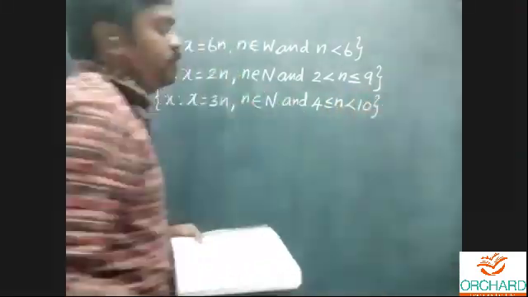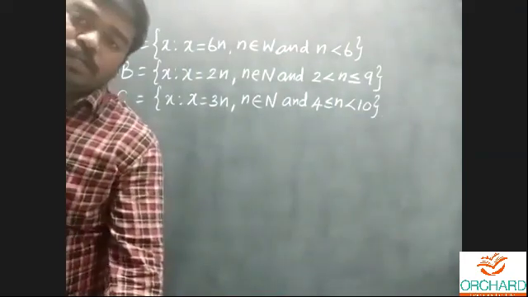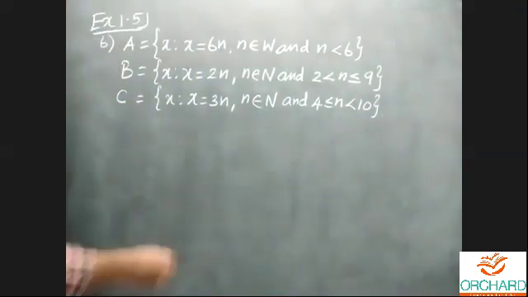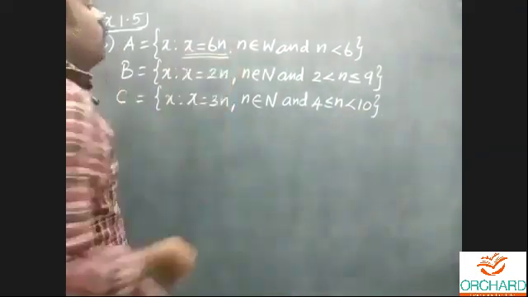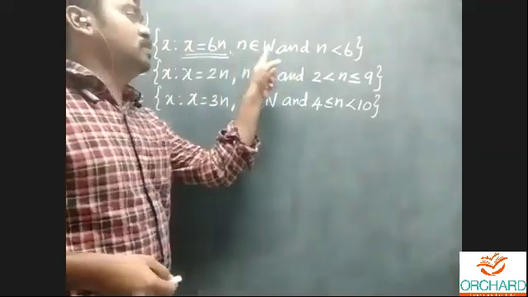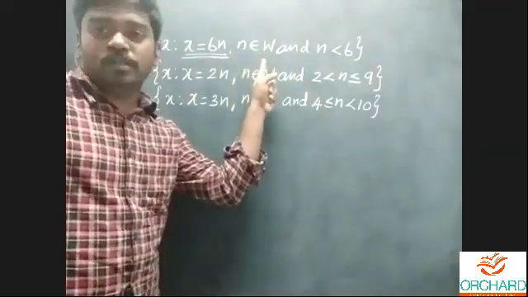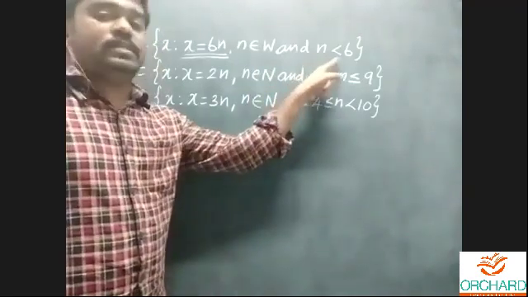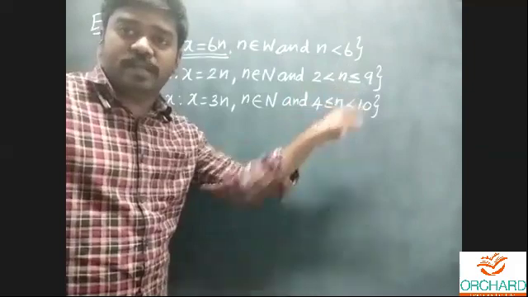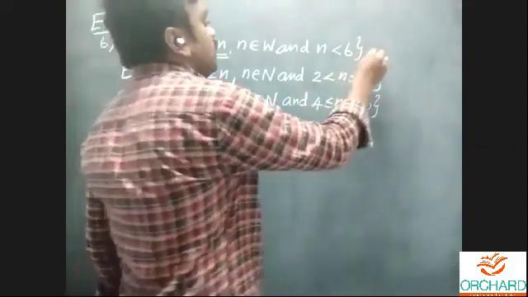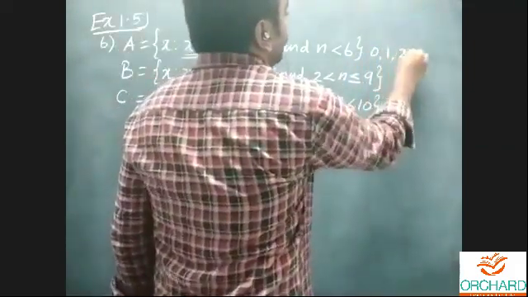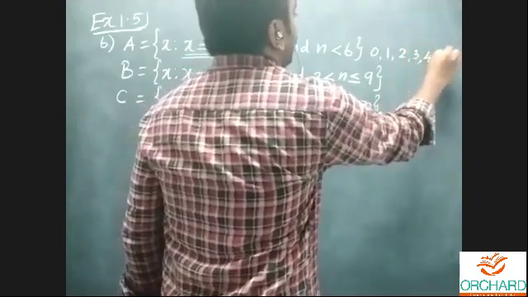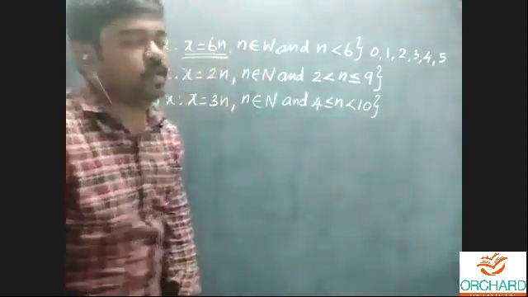Okay. Now we can look at the first set. What is the value of n? n belongs to W, the set of all whole numbers. Whole numbers start from 0. n is less than 6. That's why for the first one, we choose the values 0, 1, 2, 3, 4 till 5.